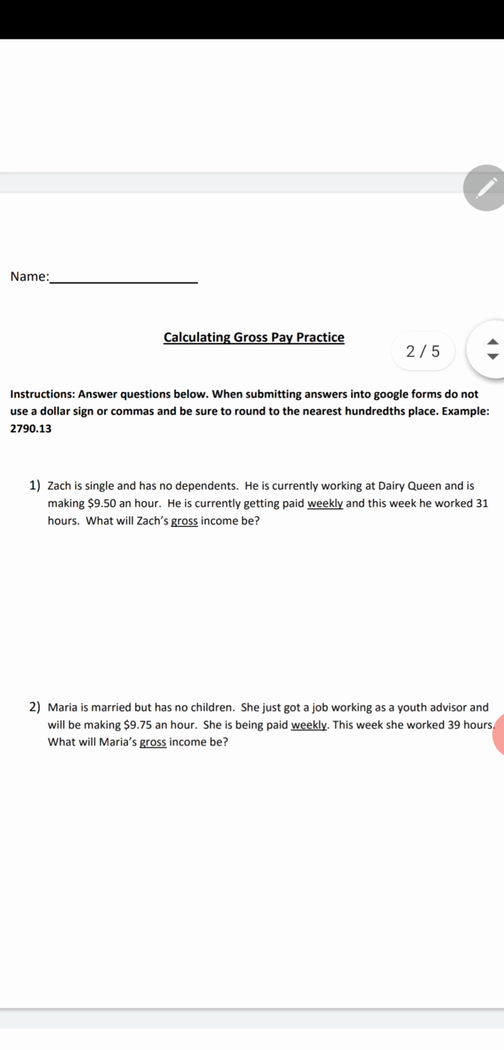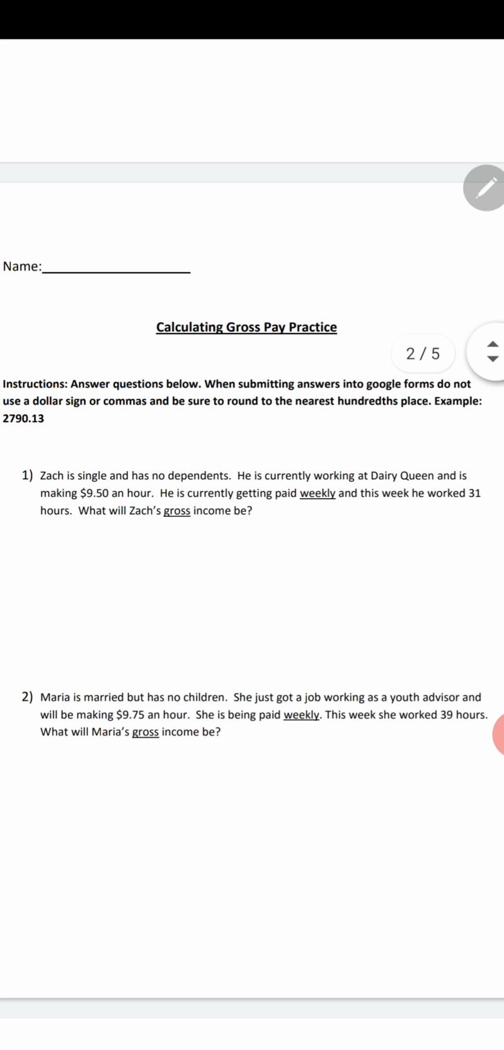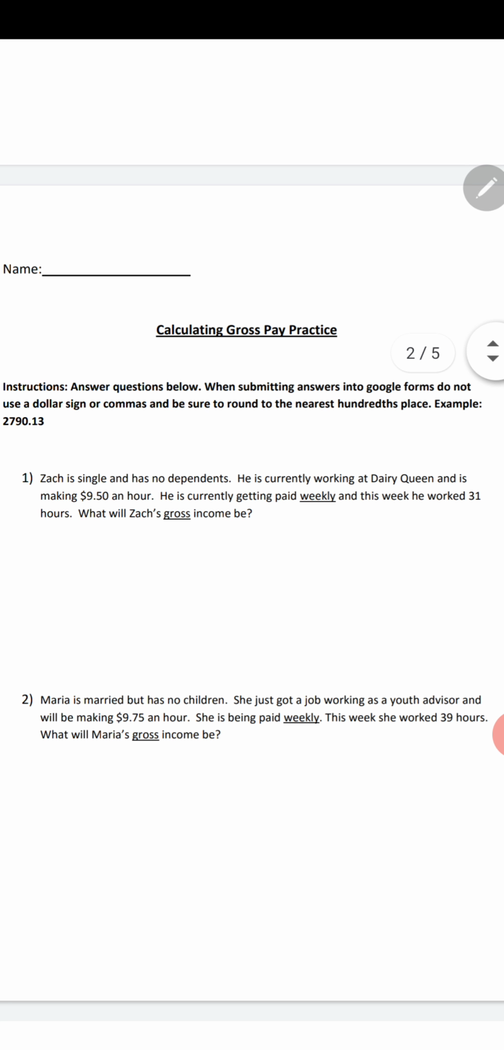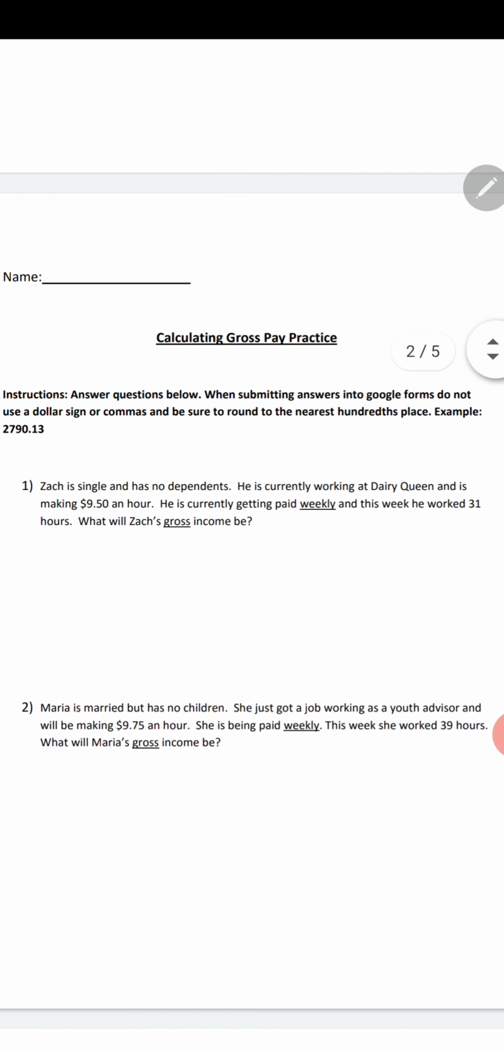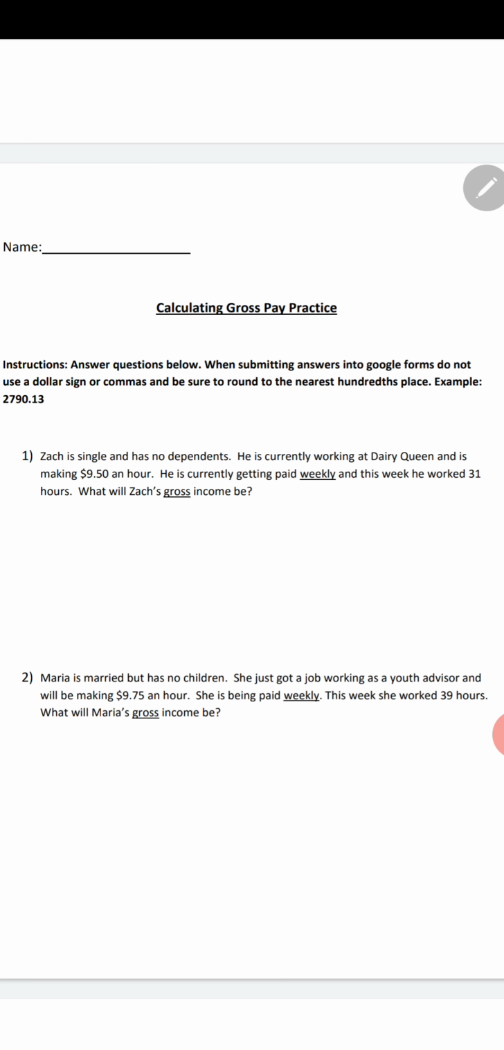All right, guys. So gross pay. Once again, gross pay, if you remember, is just pretty much how much you would take home before taxes. So let's look here real quick. It says Zach is single and has no dependents. That'll be more important later on. Right now, it's not so important. You can figure out gross pay.